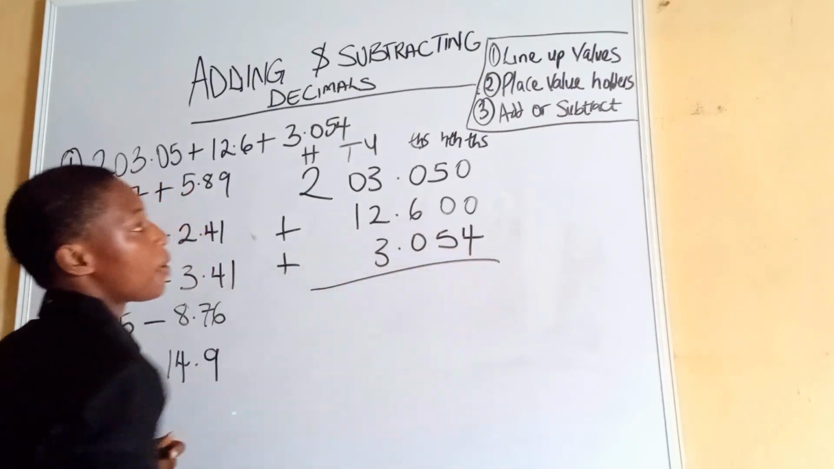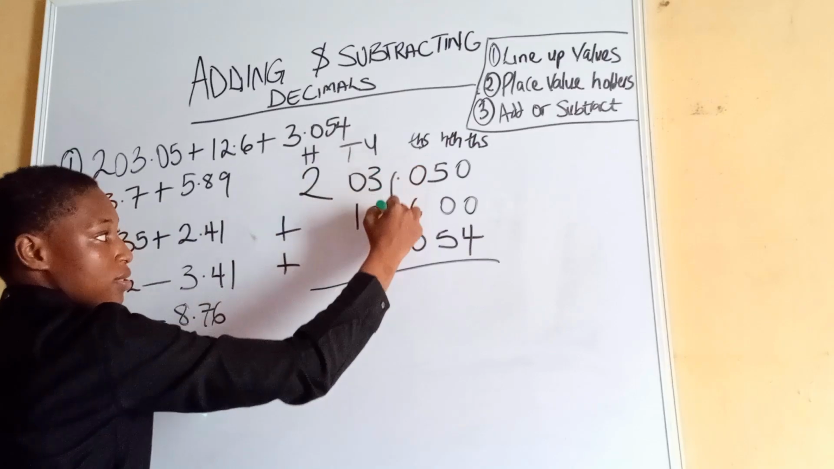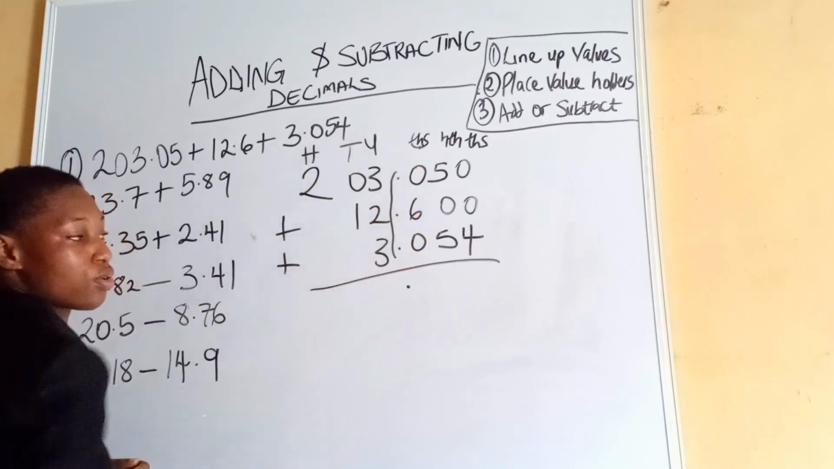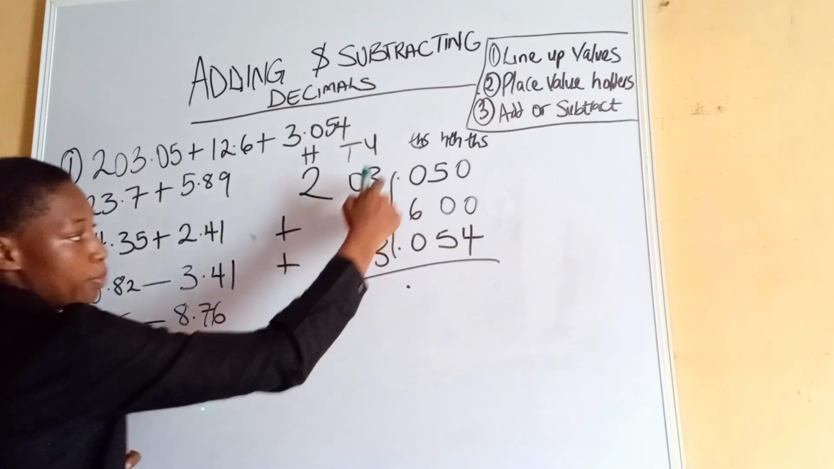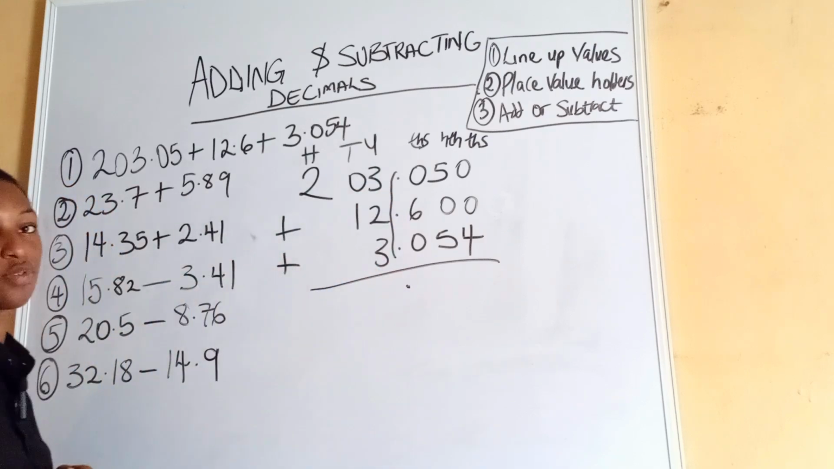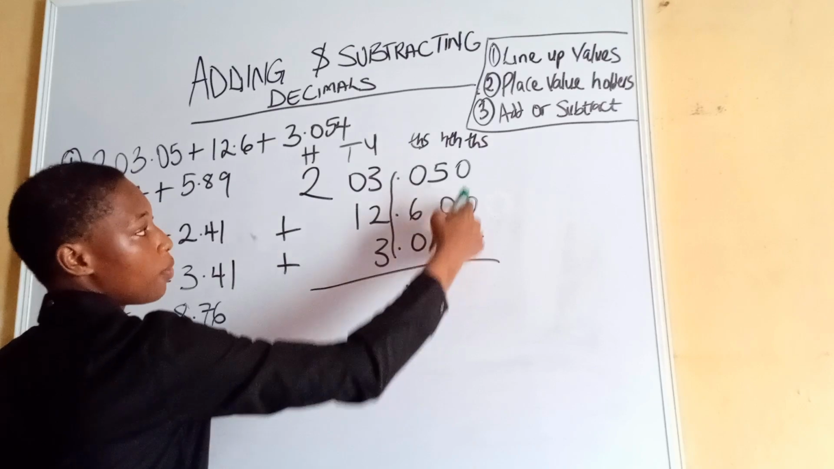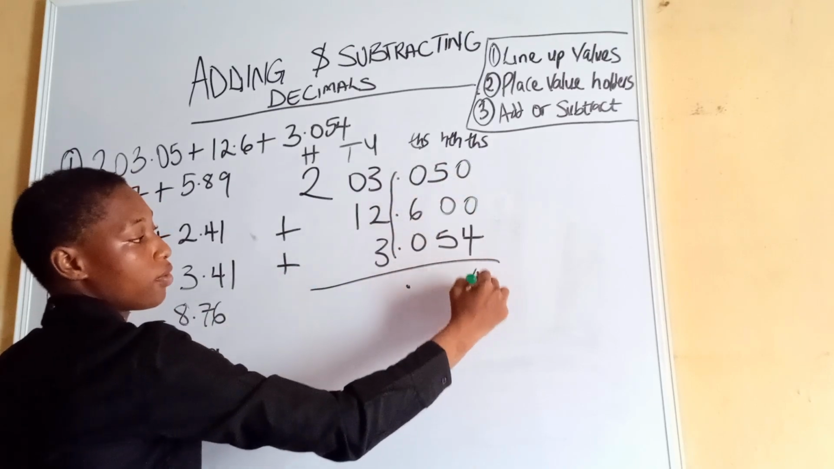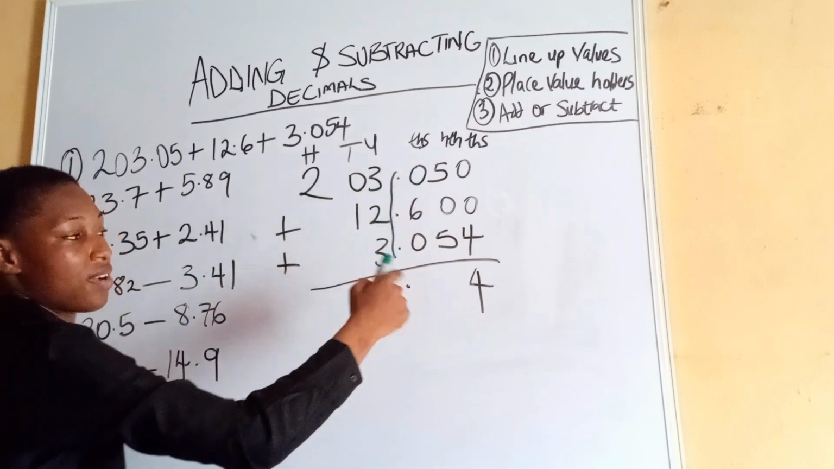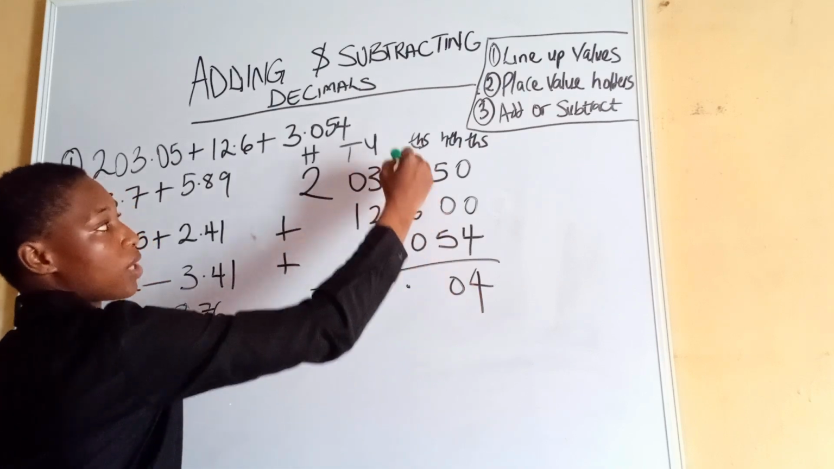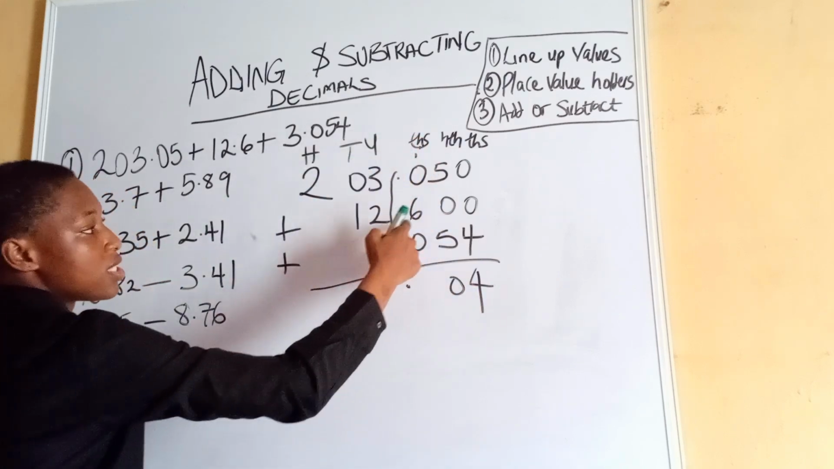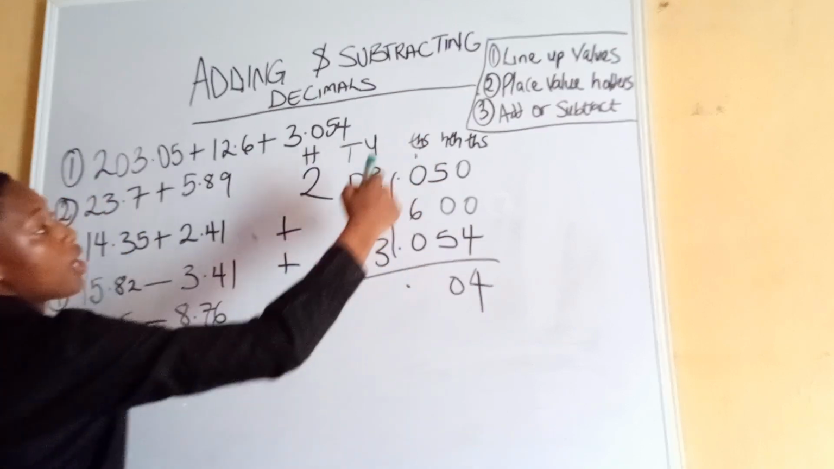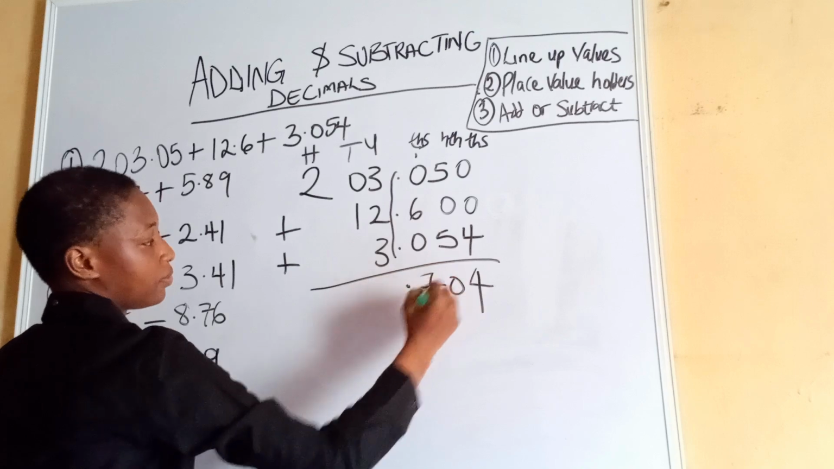Then I'll add. Make sure your decimal point is also going to be here too. So you bring your decimal point down. Don't forget it. That's the most important. Now you add 4 plus 0 plus 0. That's still 4. 5 plus 0 plus 5. That's 10. 0, you carry 1 up. Don't forget. 6 plus 0 plus 0. That's 6. Plus 1, that's 7.